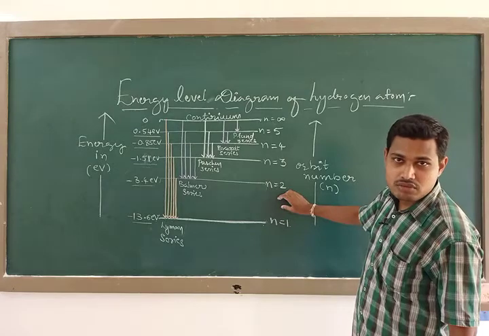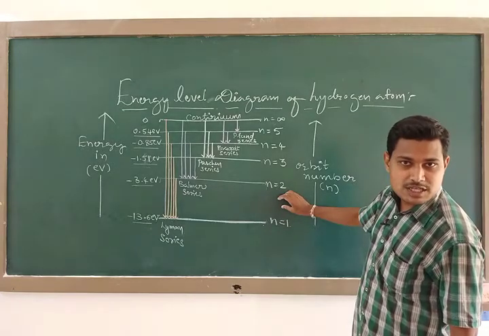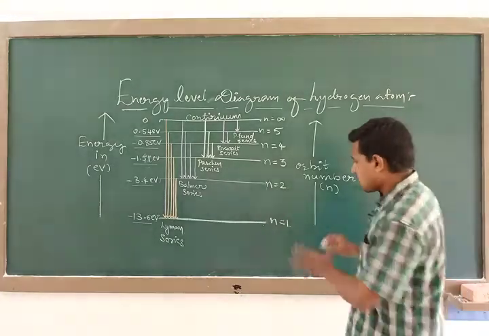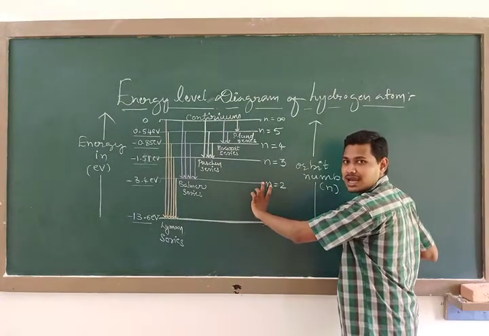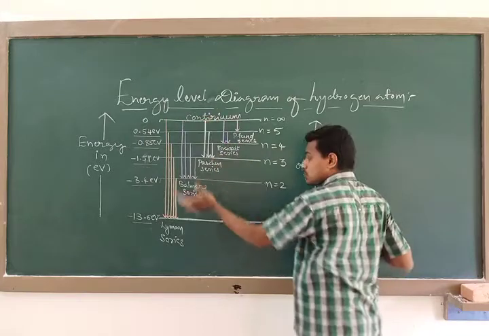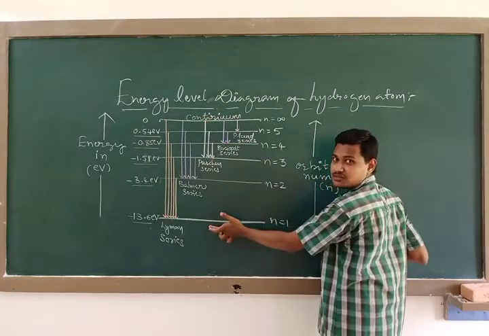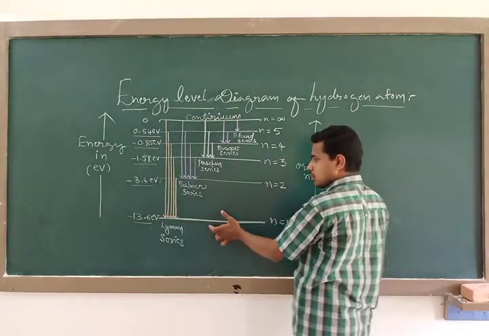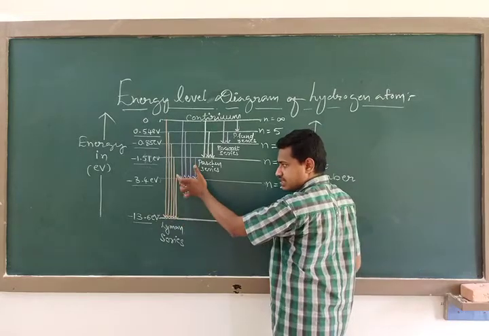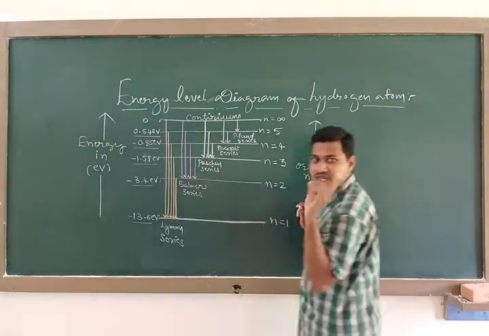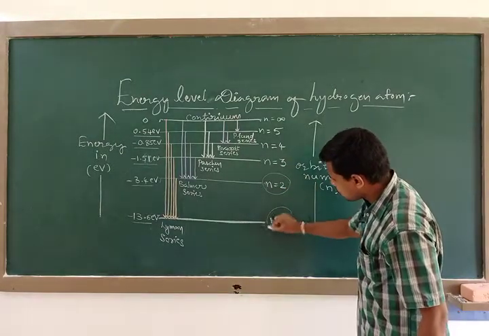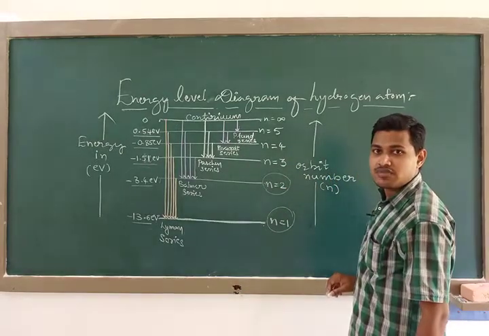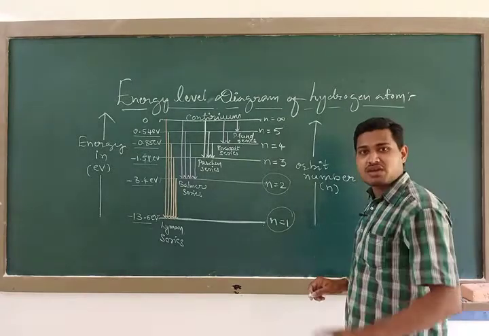Maximum wavelength. Why does it correspond to maximum wavelength? Because the energy difference between these two orbits is less compared to the energy difference between a higher orbit and the first orbit. So the longest wavelength of the Lyman series corresponds to the transition of the electron from second to first. Then which is the shortest wavelength?